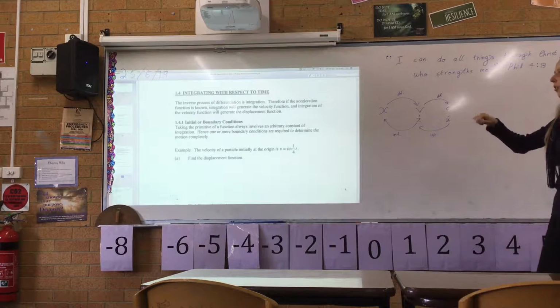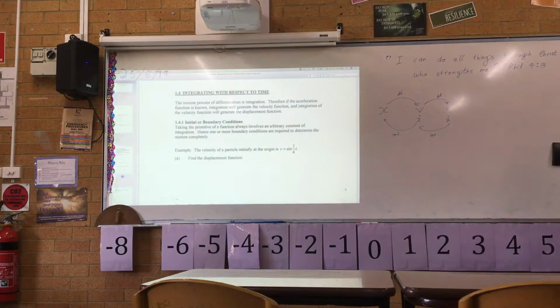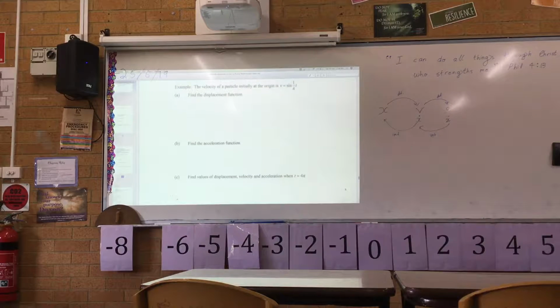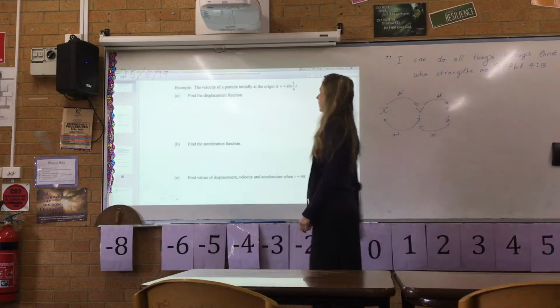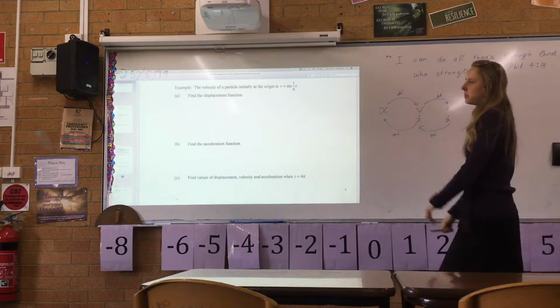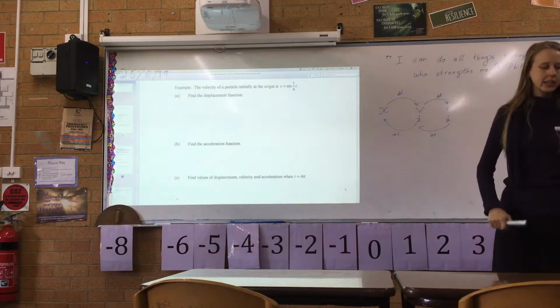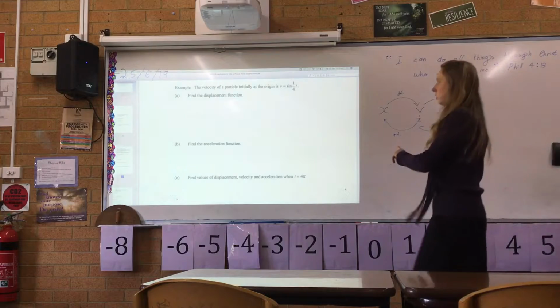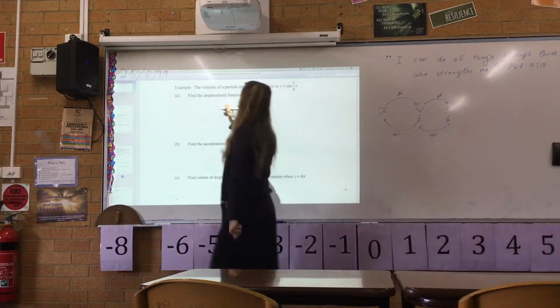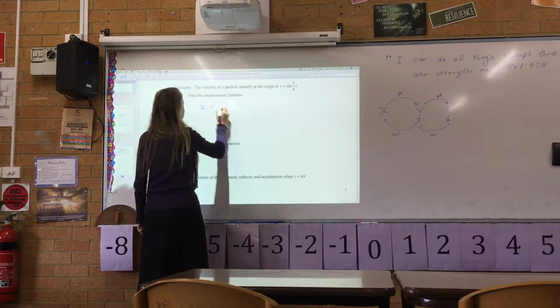to help us find what that constant is. So, let's do A. The velocity of a particle initially at the origin is this. Find the displacement function. So to find the displacement function, I'm going to need to integrate. Okay. So x, because that x is what I use.